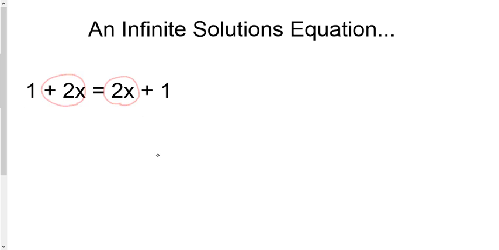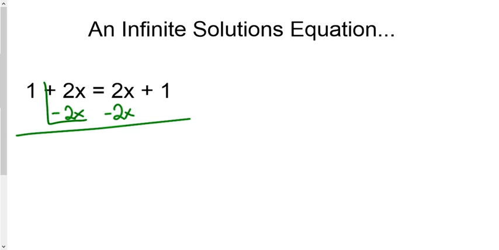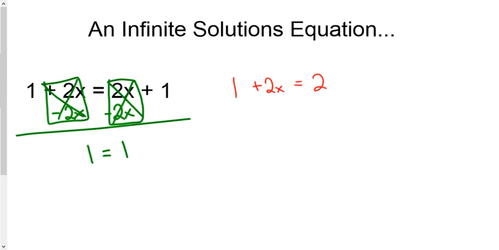And if you wanted to see what it looks like when you go to solve it, again, when you get the variables all to one side, they cancel out, and we're left with two numbers that are exactly the same. 1 equals 1. And so when we plug in any number that we want, it will become true, and that means that there is more than one solution. In fact, infinite means any number that you can think of will make this true.